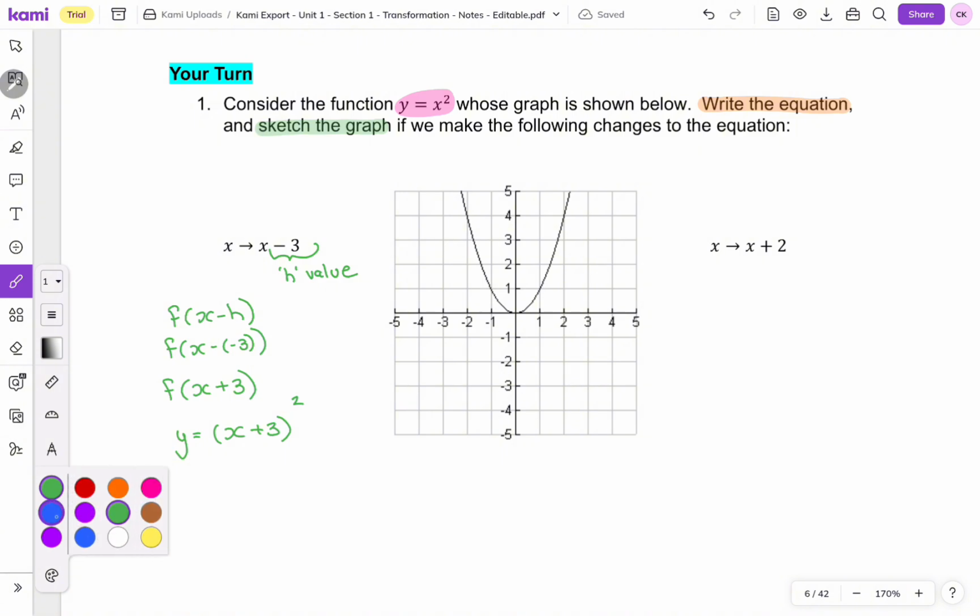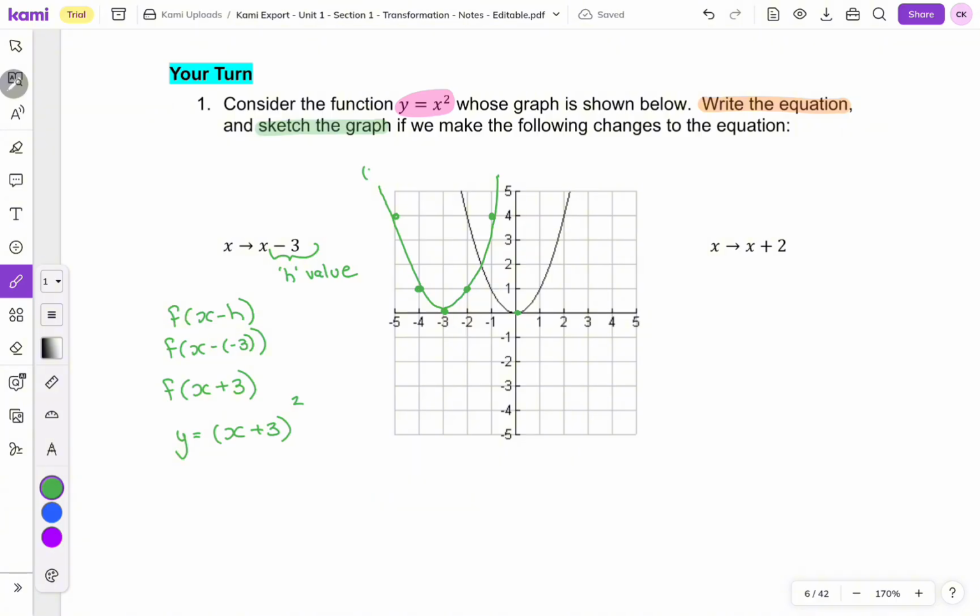So if it wants us to sketch this graph, it tells us to take all of our x values and subtract 3 from it. So if I take my x value of 0 and subtract 3 from it, I'm going to end up at -3. -1 subtract 3 is -4. If I choose this other point up here, -2 subtract 3 is -5. If I take this point of 1, subtract 3, -2. 2 subtract 3 is 1. So we end up with our new function, moved 3 over to the left.